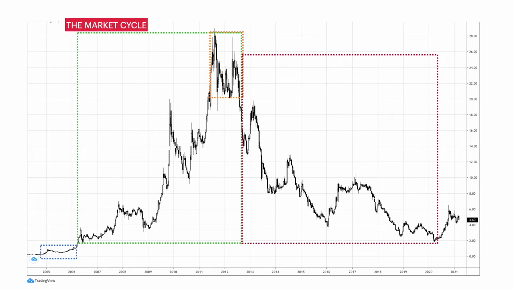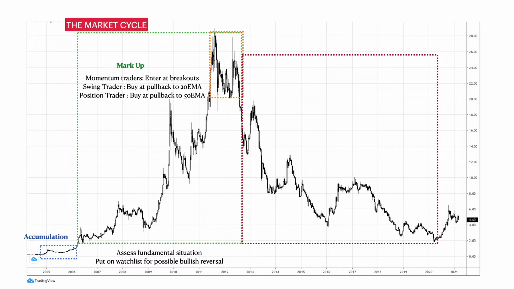Here's an example of the market cycle within a real chart. During the accumulation stage, we wait for signals to buy in terms of higher highs and higher lows and bullish crossovers and increasing RSI. During the markup stage, the momentum traders will enter during breakouts. Swing traders will buy at pullbacks to the 20-period moving average, while position traders can buy at pullbacks towards the 50-period moving average.